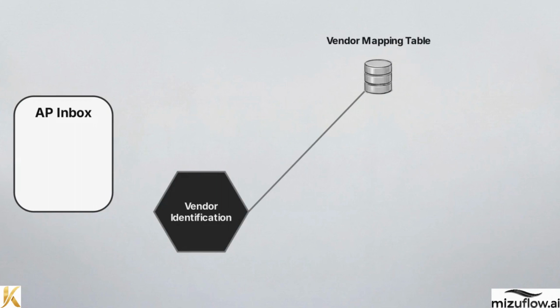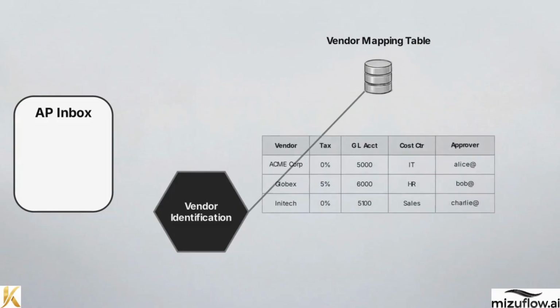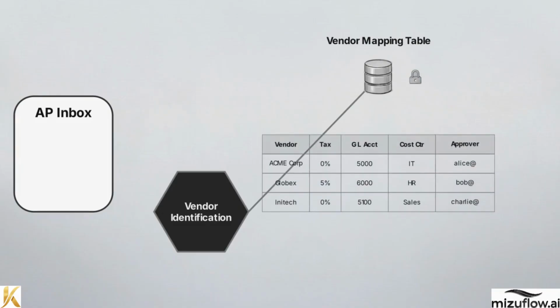This is the vendor mapping table. It is a controlled master database, structurally separate from the transactional flow of daily invoices. This table dictates the routing for every document. When a vendor is identified, the database provides the default general ledger account, the cost center, and the specific individual required to approve the expense.